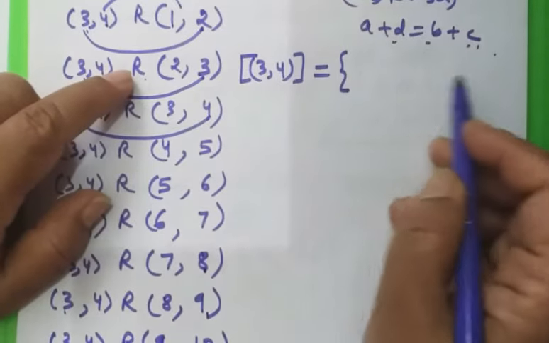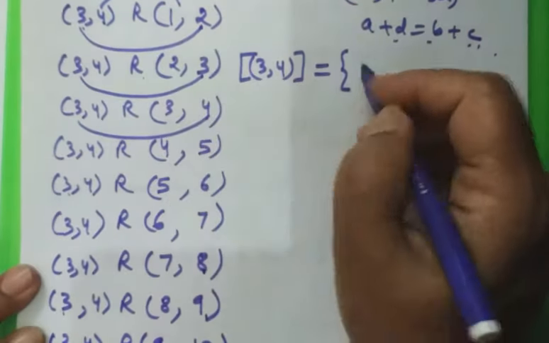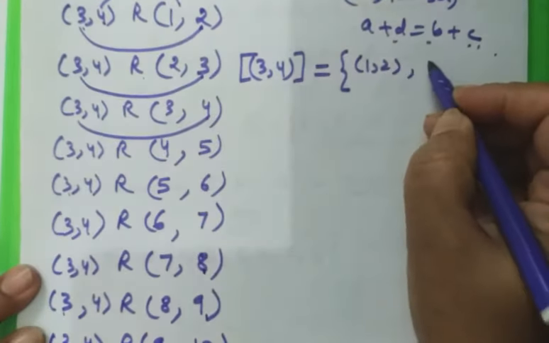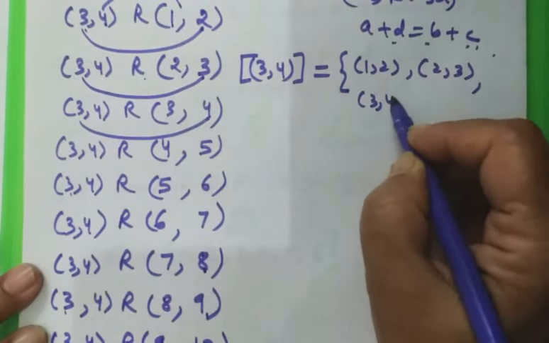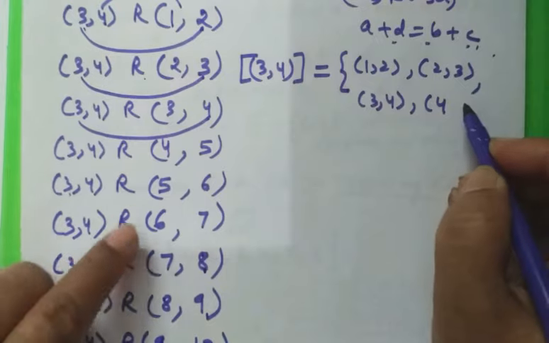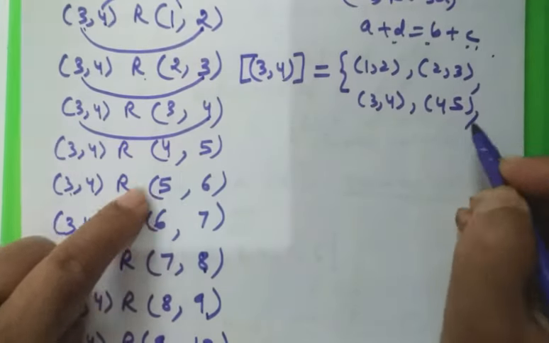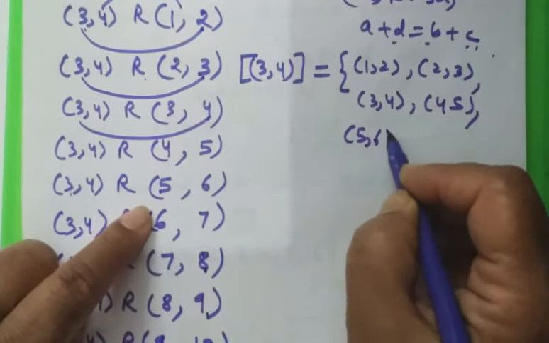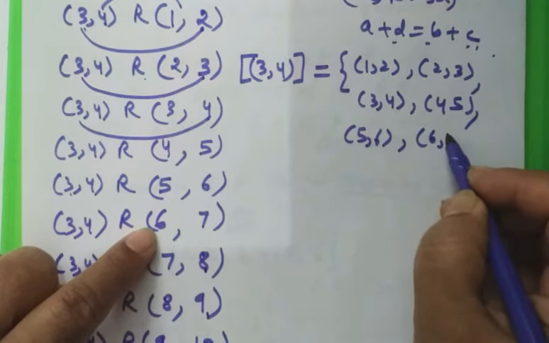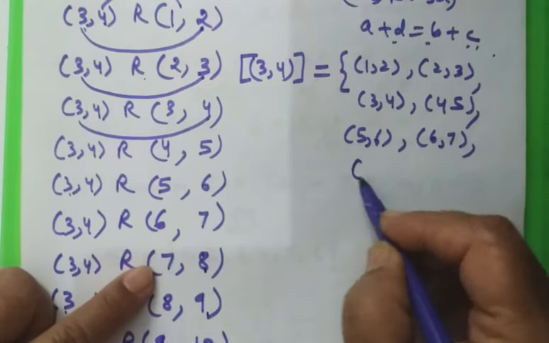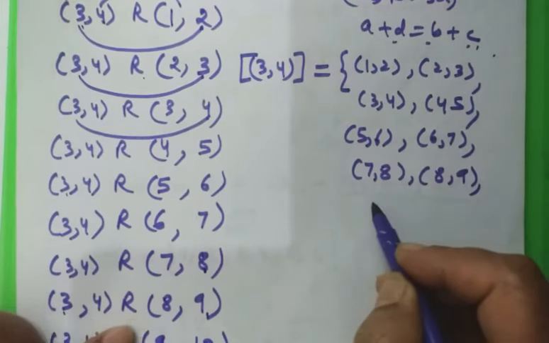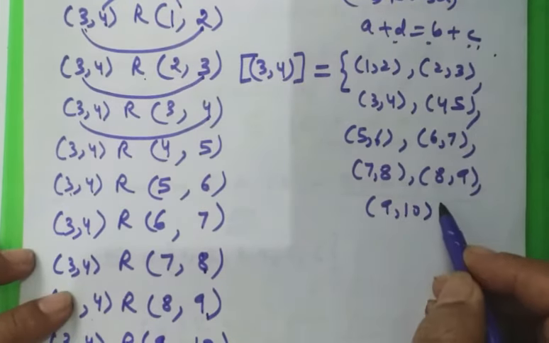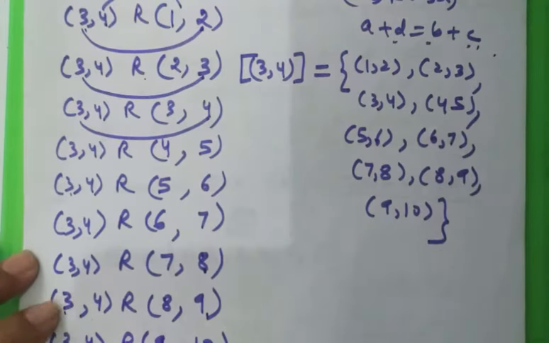So I have to list here all the ordered pairs starting from here: 1, 2, 2, 3, 3, 4, 4, 5, 5, 6, 6, 7, 7, 8, 8, 9 and 9, 10. So this is the equivalence class of 3, 4.